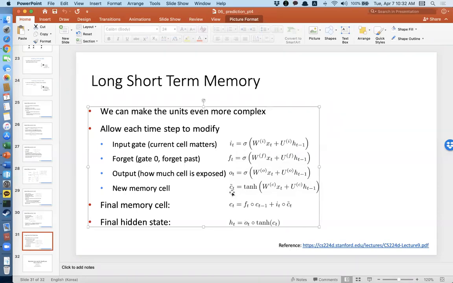It's a bit more complicated, but basically C tilde is multiplied by the input gate, the forget gate is multiplied by the previous memory cell, and the final memory cell is multiplied by the output gate. So there's one more step involved, but basically the philosophy is the same as GRU. And that is why Richard Socher decided to introduce GRU first and then go to LSTM, because it's just one more gate and one more step of deriving the final hidden layer.